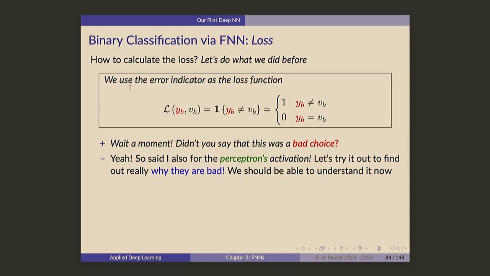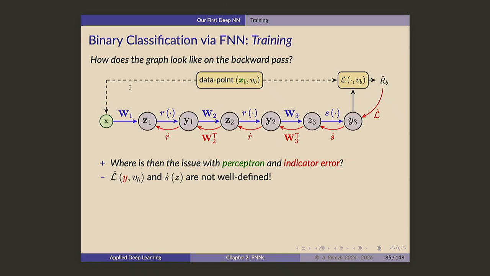Now if you want to move back, you need the derivative of your loss function, L dot, or you need the derivative of your step function here. Because the way that you are activating from Z3 to Y3 involves the step function, the way that you go back is the derivative of that step function.